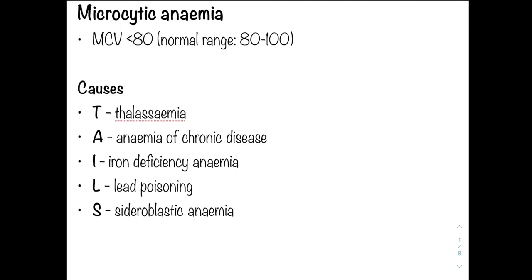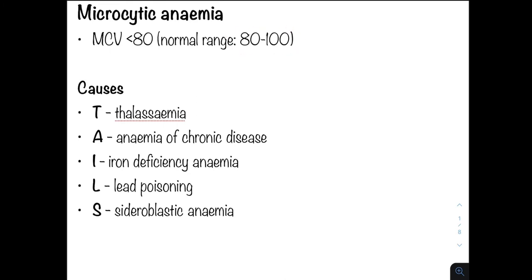So in this episode we shall discuss microcytic anemias. Remember, using our MCV classification of anemia, microcytic anemia are small cells with an MCV of less than 80, with the normal being between 80 and 100.